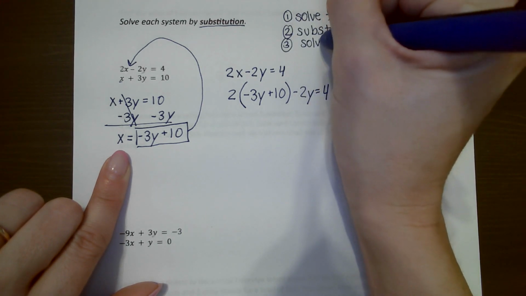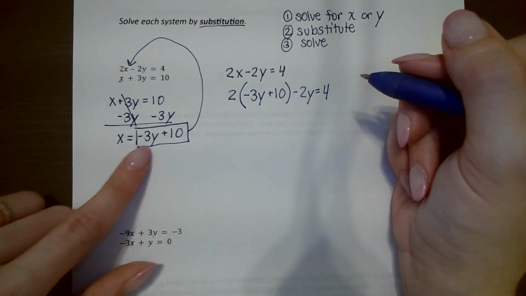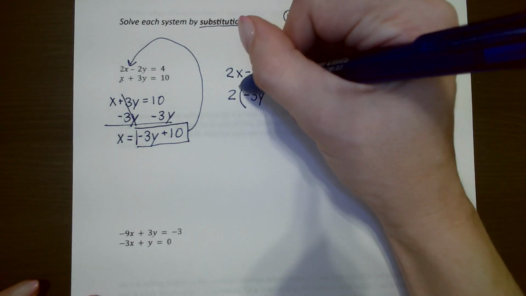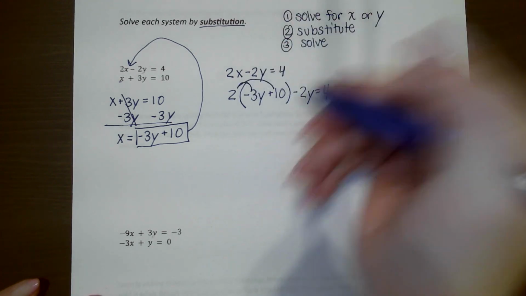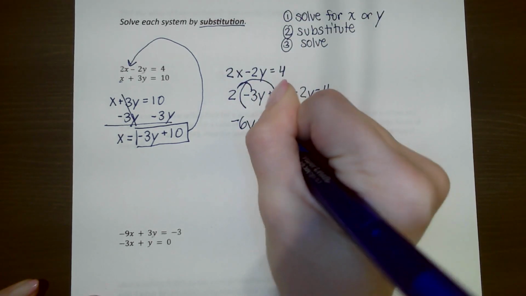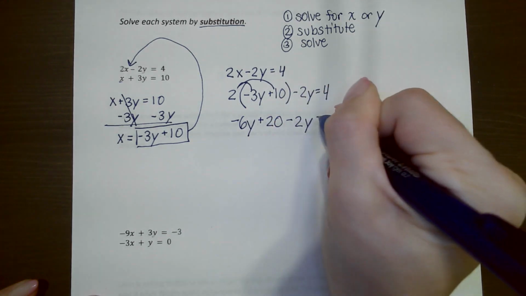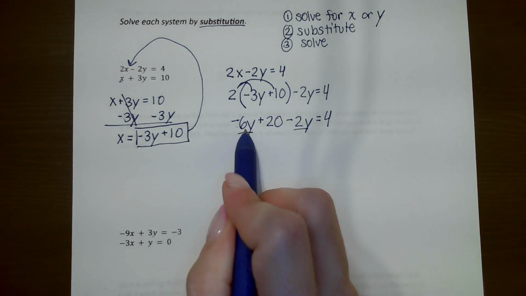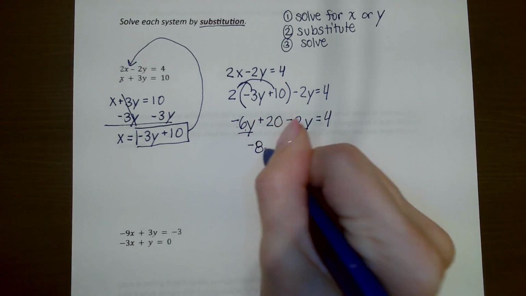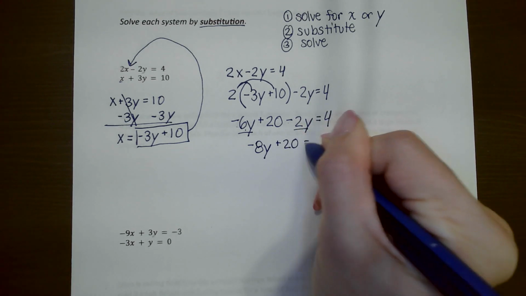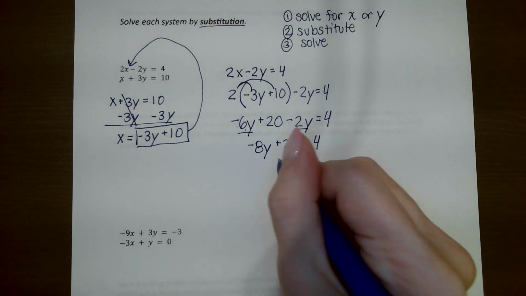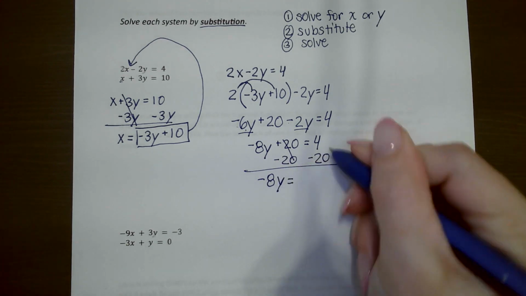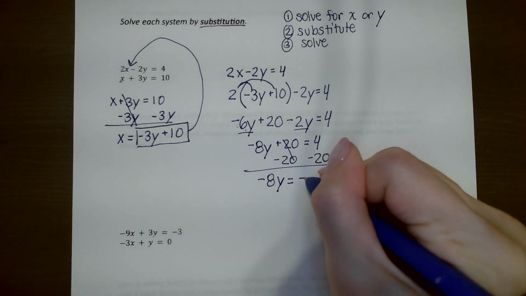After we substitute, we're going to solve. Now, since we substituted our value in for x, that means all that's left are y's. So we're going to be solving for y. First, since I have parentheses, we'll distribute. That becomes negative 6y plus 20 minus 2y equals 4. Then I want to combine any like terms that I have. So negative 6y minus 2y is negative 8y plus 20 equals 4. I want to get y alone, so we'll subtract 20 from both sides. And that gives us negative 8y equals 4 minus 20, which is negative 16.